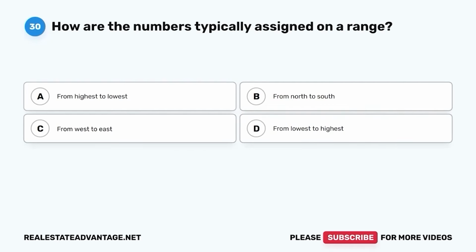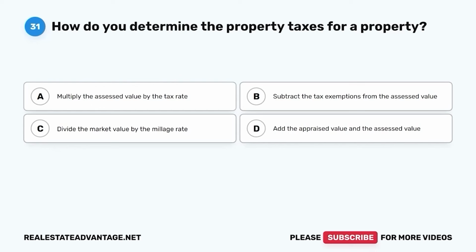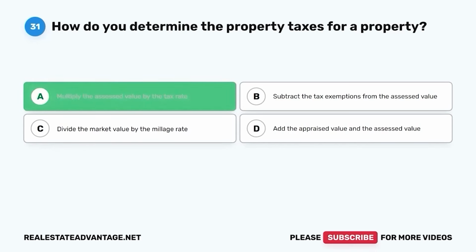Question 31. How do you determine the property taxes for a property? A, multiply the assessed value by the tax rate. B, subtract the tax exemptions from the assessed value. C, divide the market value by the millage rate. D, add the appraised value and the assessed value. The correct answer is A, multiply the assessed value by the tax rate.